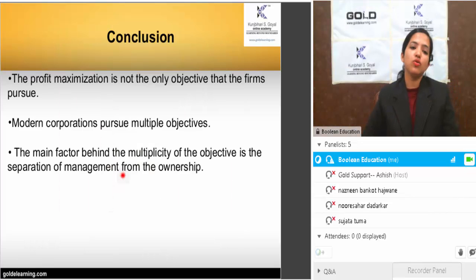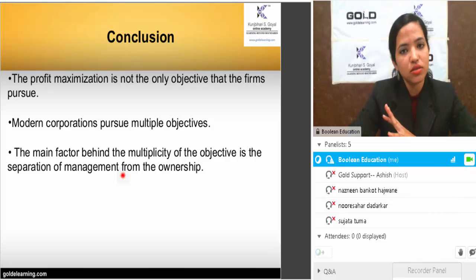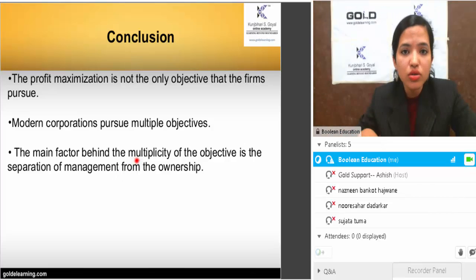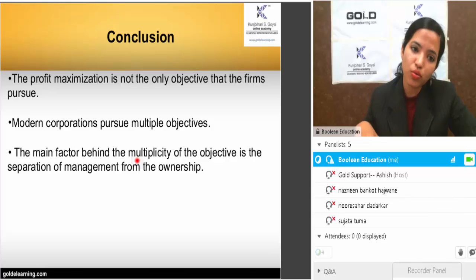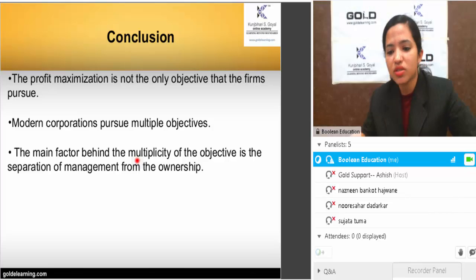So, we have some conclusions. Profit maximization is not the only objective of the firm, right? जैसे स्कूल में बच्चों को सिखाना, it is not the only objective. उनका ओवरऑल डेवलपमेंट करना इज द ऑब्जेक्टिव, उनका ग्रोथ करना इज द ऑब्जेक्टिव, राइट? Same way, for any firm also, profit maximization is not the only objective. Modern corporations pursue multiple objectives. इस मॉडर्न कॉर्पोरेशन के पास बहुत सारे ऑब्जेक्टिव्स होते हैं जो उनको फुलफिल करने पड़ते हैं.